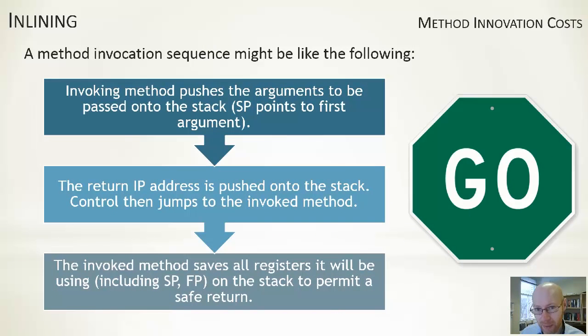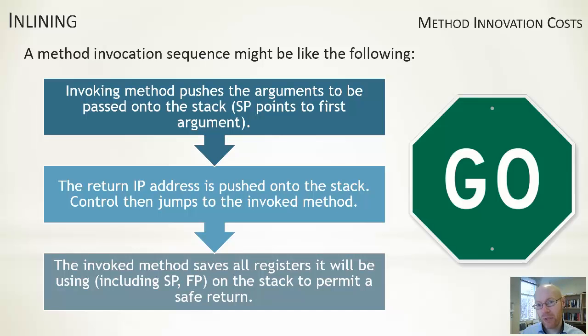So roughly speaking, if you want to call a method, here's some of the things that can happen. A method invocation sequence can be similar to the following. The invoking method pushes the arguments to be passed onto the stack. So if I'm calling a method and I have to pass in some arguments, parameters that go in, then I'm the invoking callee. I know the things I want to pass in. I push them onto the stack to make them available to the method that I'm calling. And the stack pointer then maybe will point to the start of those arguments.